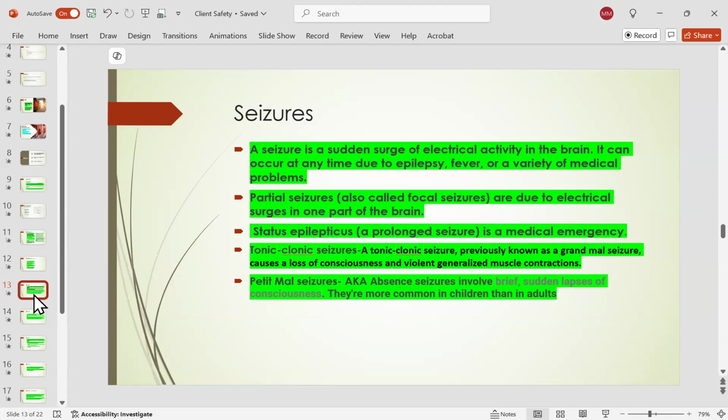There are partial seizures, and that's where the electrical misfire in the brain is just in one part of it. Status epilepticus is a prolonged seizure. Anything over 5 minutes is dangerous because it can cause brain damage. So status epilepticus, a prolonged seizure greater than 5 minutes, is a medical emergency, okay?